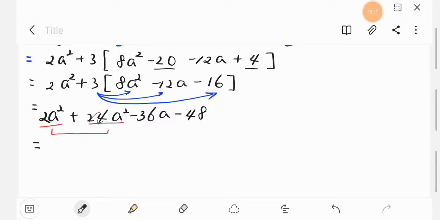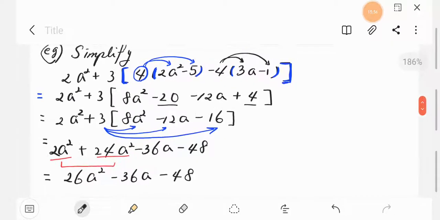So 2 plus 24 will be 26a squared. Don't forget writing a squared. The minus 36a is a standalone term, so leave it. And then also the number, the negative 48 term. Okay, so that's the simplified expression.